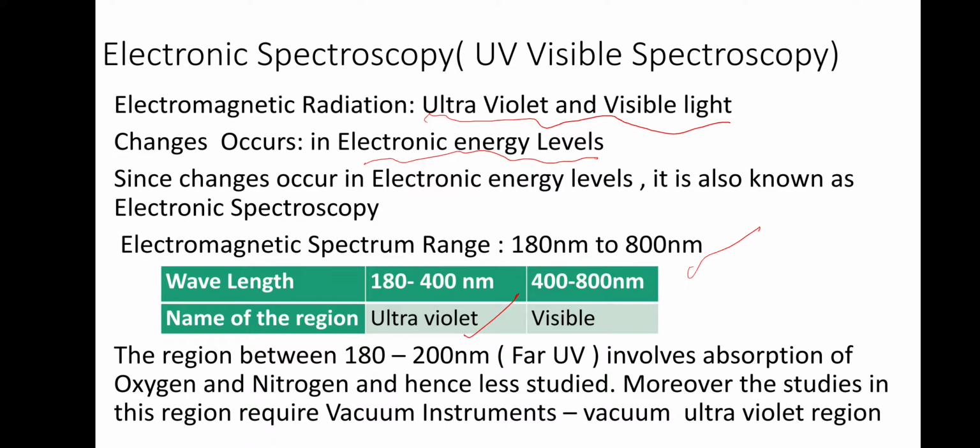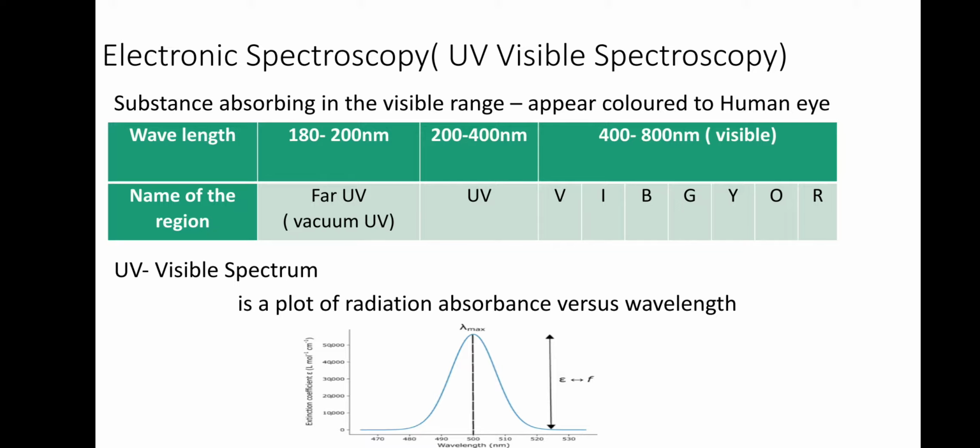To take the UV spectrum or electronic spectrum, it needs a sophisticated instrument. The reason is that oxygen and nitrogen in air absorb UV radiation, so we would get the absorption bands of oxygen and nitrogen. Therefore we need a sophisticated instrument which evacuates all the air and nitrogen. So it is also known as the vacuum ultraviolet region. It can be divided into vacuum UV and visible, VIBGYOR.